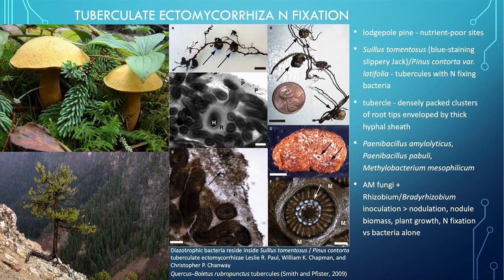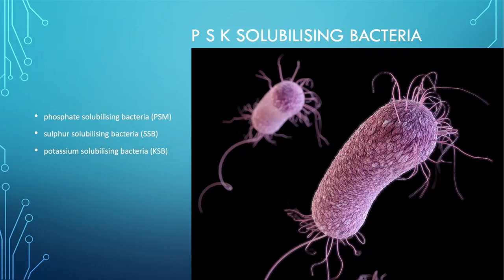with various organisms. So we've just covered the nitrogen cycle, and we're going to move on to the phosphorus, sulfur, and potassium cycle now. And these occur through solubilizing bacteria. So obviously phosphate, sulfur, and potassium are not soluble, and this requires solubilizing bacteria to make them into a plant available form. So we'll talk about phosphate solubilizing bacteria, which are also called phosphate solubilizing microbes, sulfur solubilizing bacteria, and potassium solubilizing bacteria. All right, so let's look at these individually.